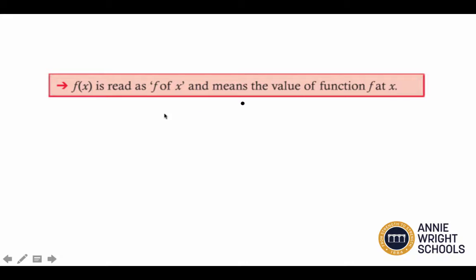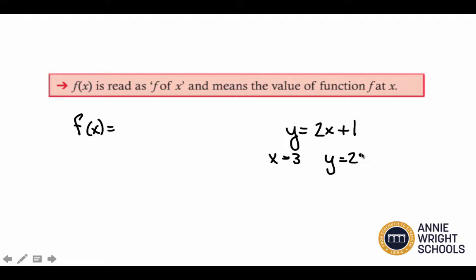the value x. So, if we look at something like f of x equals, it's the same idea as y equals. So you may have seen y equals 2x plus 1. If x was equal to 3, you would plug in 3 and you would get y equals 2 times 3 plus 1, which is equal to 7. And so you know the point (3, 7) is on this line.